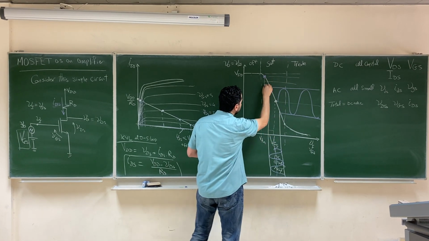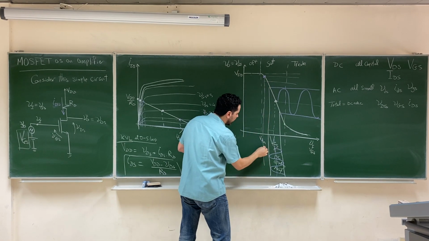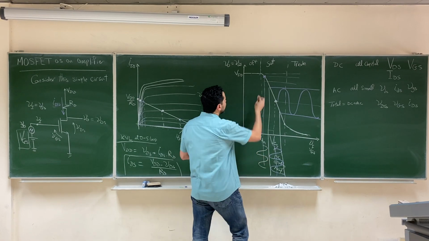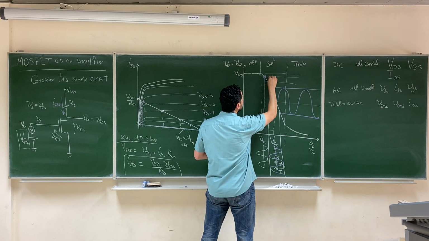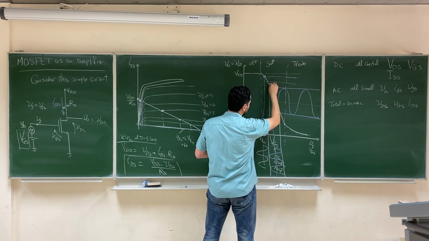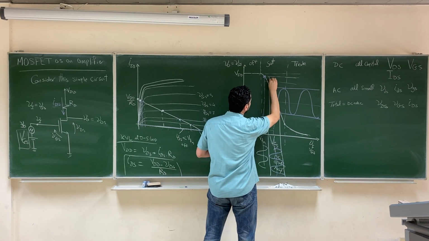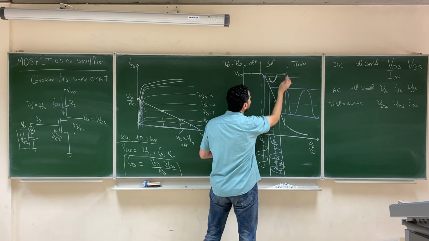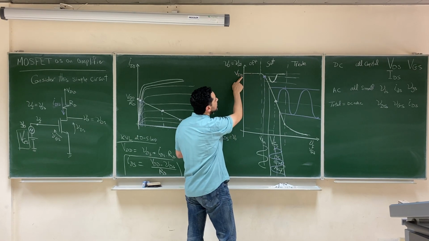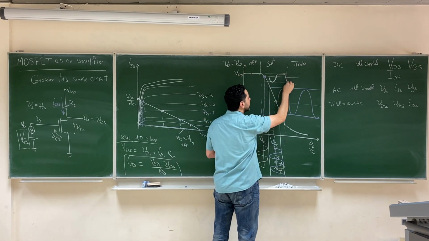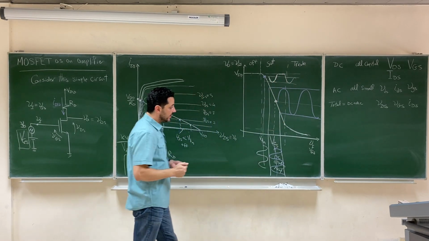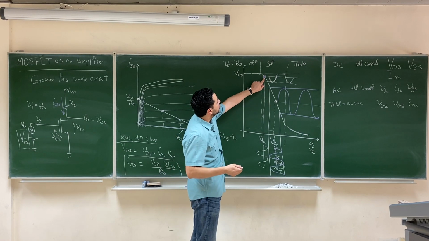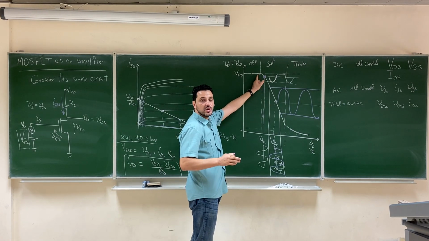So if you choose your operating point here and you inject, for example, your input signal like this, what happens is your output signal will be amplified from this side, but from the other side it will be clipped. Why will it be clipped? Because the output cannot increase above VDD. So this will clip your output, it will cause a distortion to your signal. So you cannot choose your operating point in the saturation region close to the off.